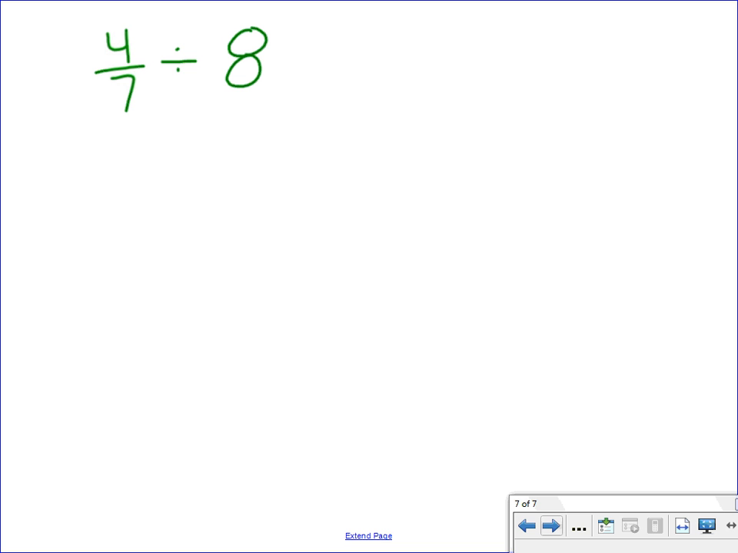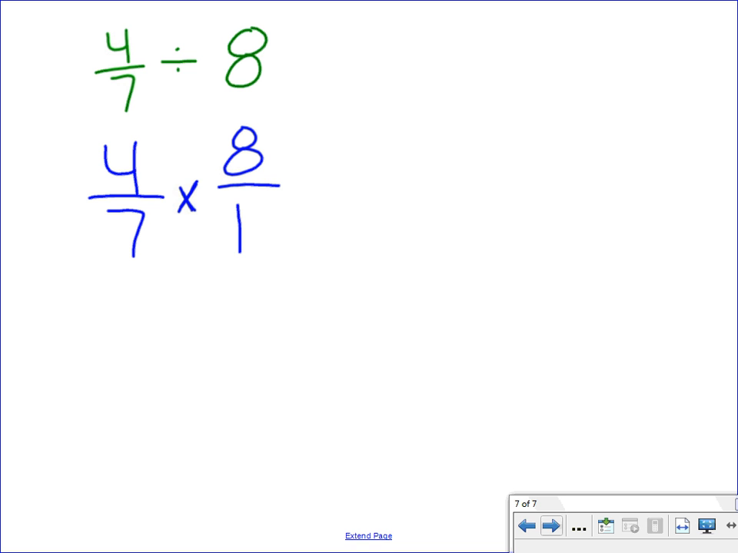Okay, the key is setting this problem up correctly. We always leave the first fraction as is. Okay? We always change division to multiplication. And then we always have to do the reciprocal of our whole number. Now, here's where a lot of students make mistakes. I see a whole number, and I have to write the whole number as a fraction, which is 8 over 1.